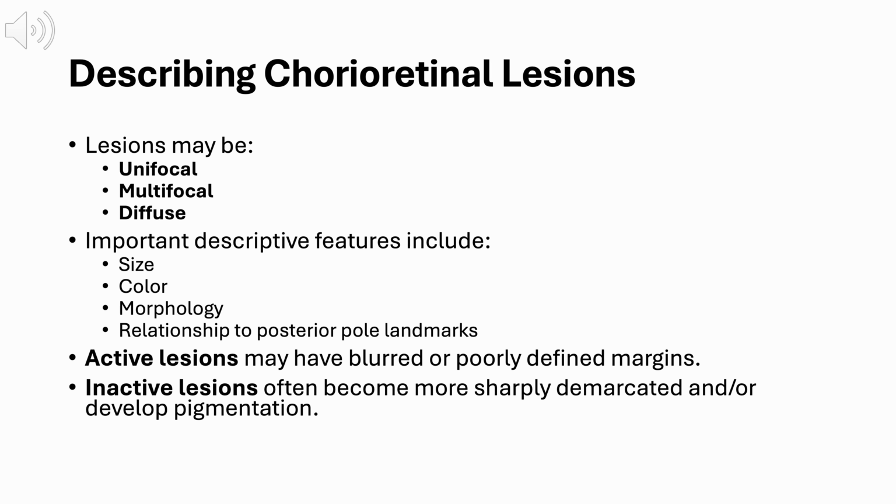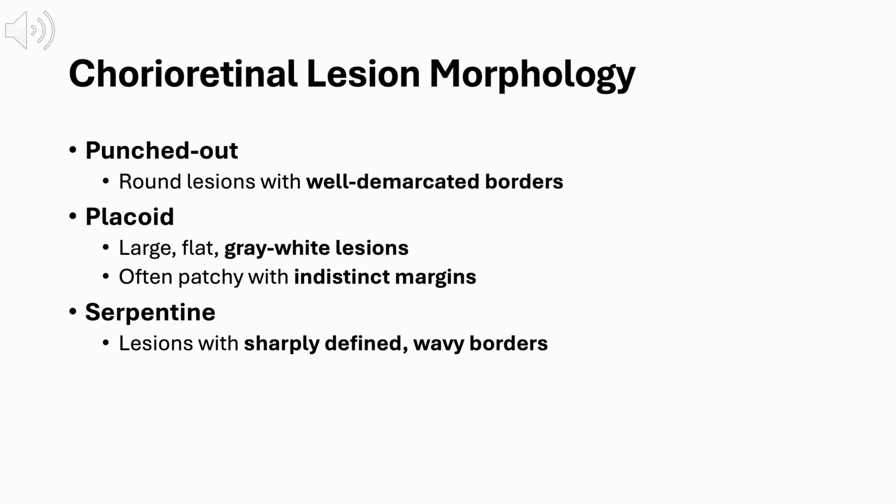Three lesion shapes are worth committing to memory because their names map to classic diseases. Punched-out lesions are round with well-demarcated borders. Placoid lesions are large, flat, and gray-white, often patchy with indistinct margins. The word placoid literally evokes a broad plaque, and it should make you think of diseases like APMPPE. Serpentine, or serpiginous lesions, have sharply defined, wavy, snake-like borders and characterize serpiginous choroiditis. Learning to attach the shape to the pattern turns a fundus photo into a short list of diagnoses.